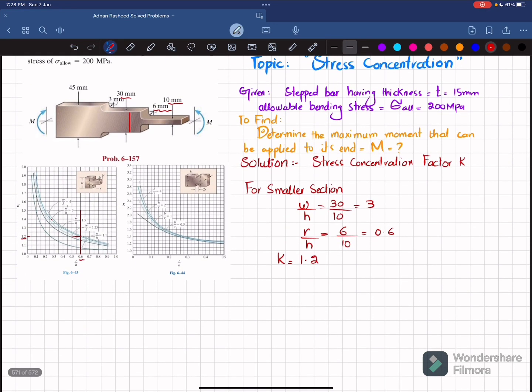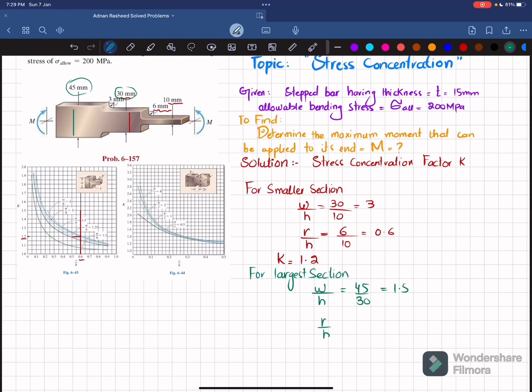Now we will find it for the larger section. Let me choose another color. For the larger section, what will be W by H and R by H? You can see here for the larger section, this will be W, and that is 45. So I will write 45, and this will be your smaller section, 30. So 45 divided by 30 will give you 1.5. Similarly, R by H, here R is 3 millimeters. So 3 divided by H, which is 30, and that will give you 0.1.